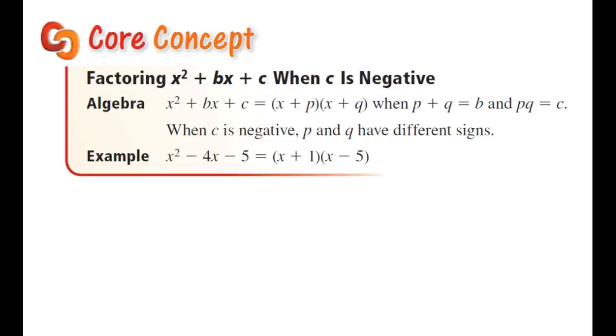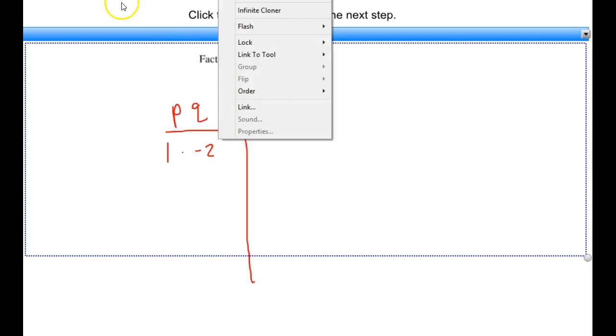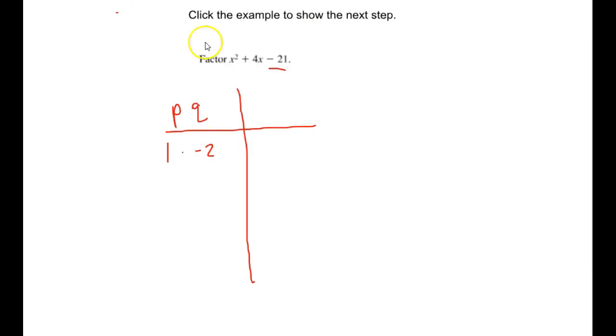Okay, so I'm going to skip this core concept because it works the same way no matter what. So let's find all of my factors, my p times q, of a negative 21. I could have 1 times a negative 21. I could have a negative 1 times a positive 21. I could have a 3 times a negative 7, or I could have a negative 3 times a positive 7. These are all of my factor pairs of a negative 21. So now let's go ahead and add them together.